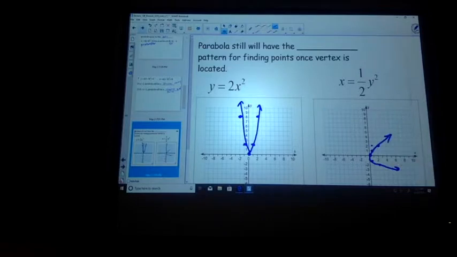Nice, fat, sideways parabola. Oh, because it was y squared.